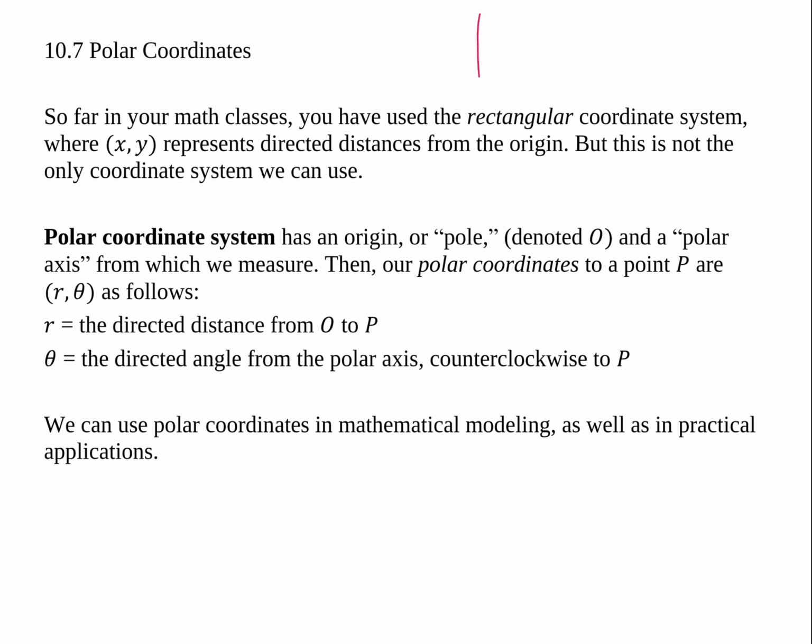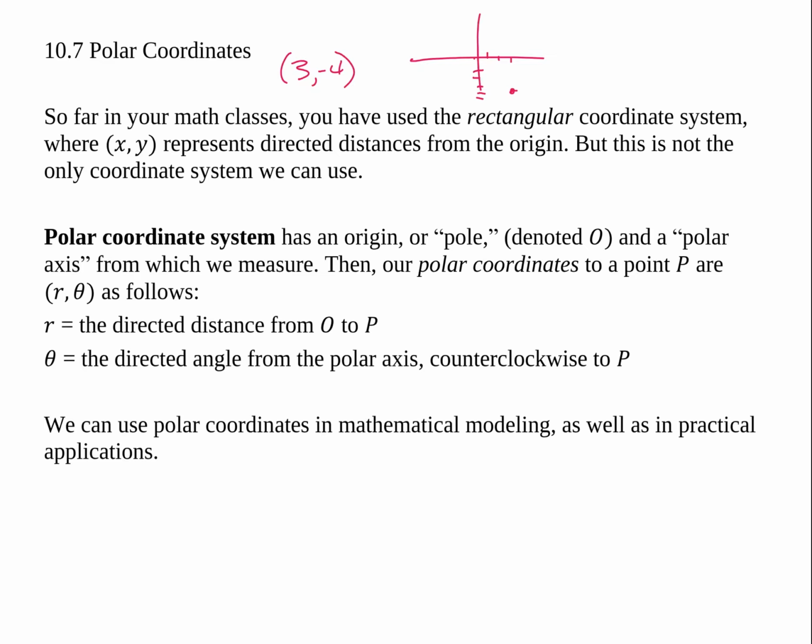So that looks like this, x-axis, y-axis. Maybe I'm looking for the ordered pair 3 comma -4. So I go to +3 and then down to -4, and I have my dot right there, okay? So that's rectangular coordinates. Now, that's not the only coordinate system that we can use.